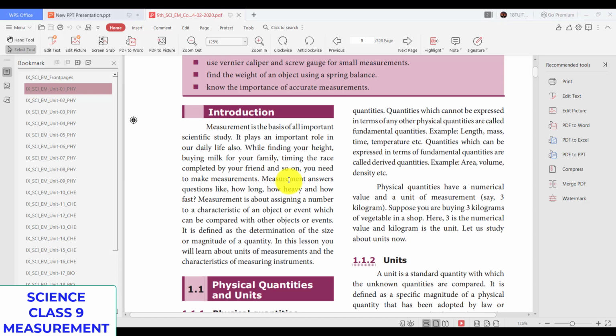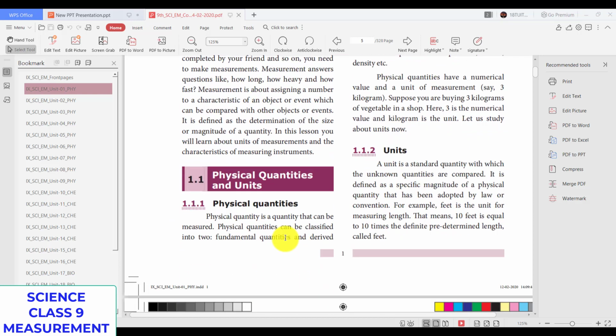If you are going to a shop to get cloth, then how will you give the measurement? Then 1 meter, 2 meters of cloth, is it not? So measurement is very important in our daily life. You have to gain knowledge regarding this measurement.